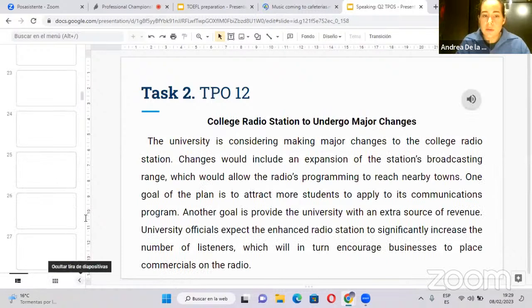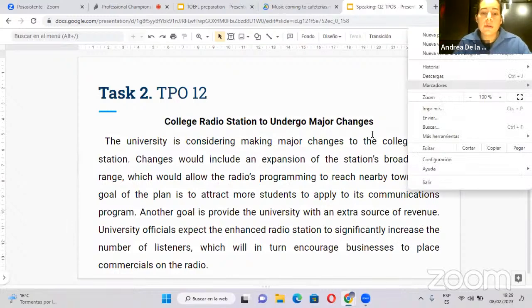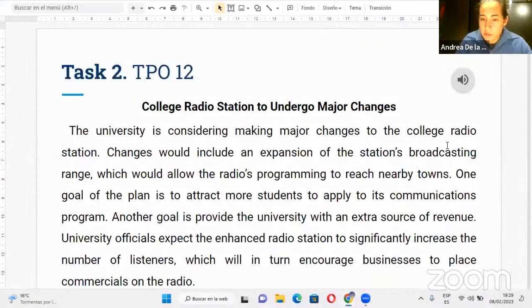Okay, guys. So we're going to do this one now. Same thing here. You will have now 45 seconds to read the article or the text. Okay, you may start now.